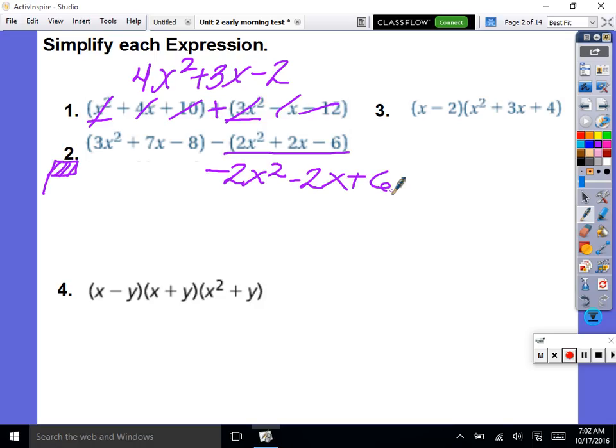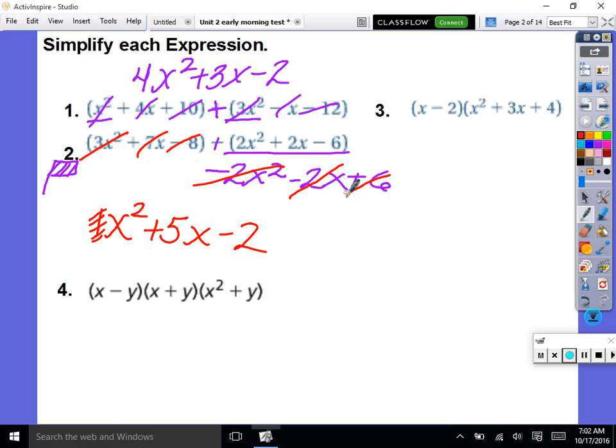So then make sure you don't distribute the negative again. You technically made this plus and then you changed all these. Does that make sense? So now you're just adding like terms. So cross them out as you go. We have 3x squared minus 2x squared is positive 1x squared, right? I'm going to not write 1. Cross them out. 7x minus 2x is plus 5x. Negative 8 plus 6 is negative 2. Okay, everybody good with that?